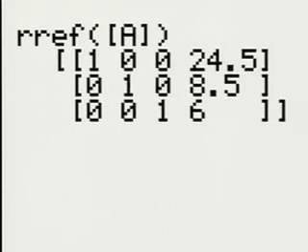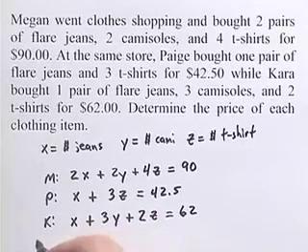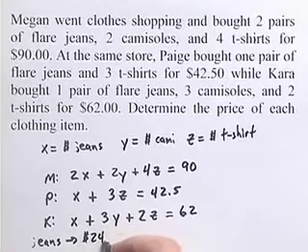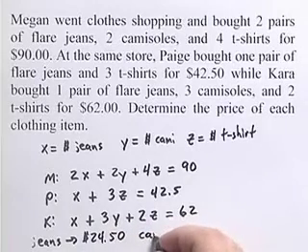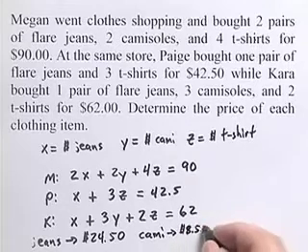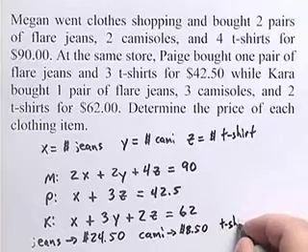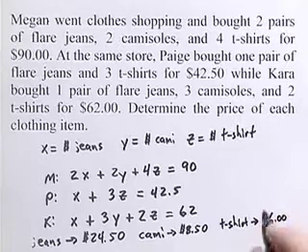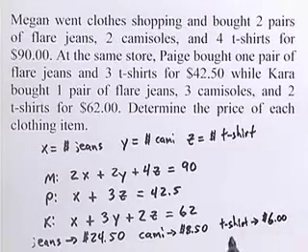Now we can see from our matrix that x is equal to 24.5, y is equal to 8.5, and z is equal to 6. So coming back to our system, we can see that each pair of the flare jeans costs $24.50. Each cami will cost $8.50. And each t-shirt will cost $6. And so we found the price for jeans, for the camis, and for the t-shirts.